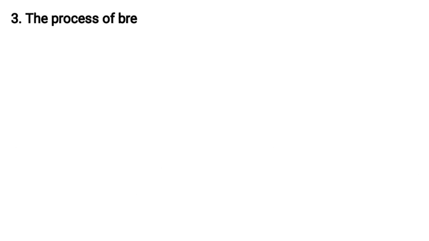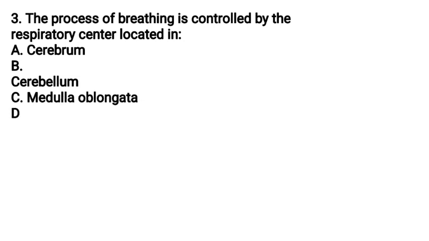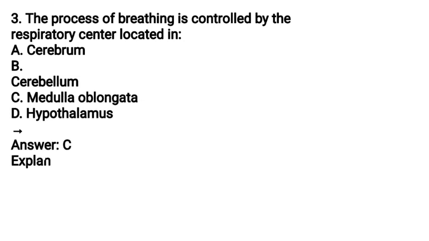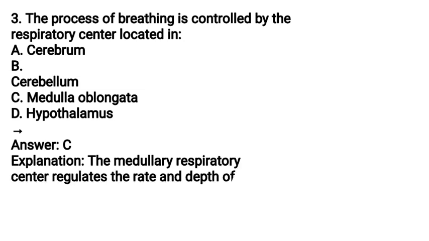3. The process of breathing is controlled by the respiratory center located in: A. Cerebrum, B. Cerebellum, C. Medulla oblongata, D. Hypothalamus. Answer C. Explanation: The medullary respiratory center regulates the rate and depth of breathing.